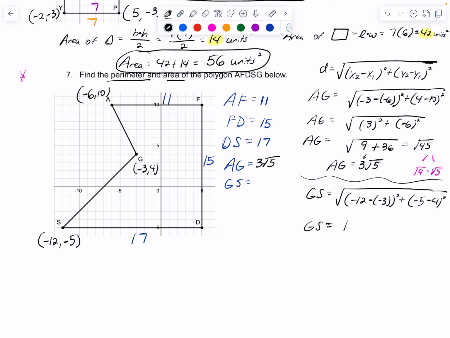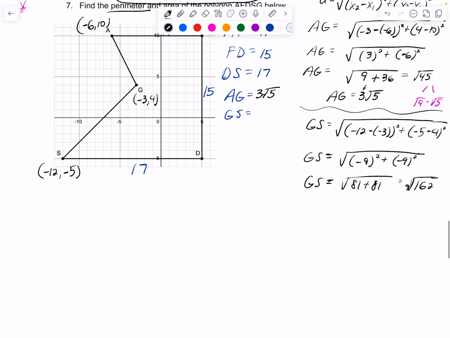So GS is going to be, let's see, negative 12 minus a negative 3 is really negative 12 plus 3. That's negative 9 squared. Plus negative 5 minus 4 is negative 9 squared. Oh, both of them are going to be negative 9 squared. So that's 81 plus 81, which is 162. All right, let's break that down.